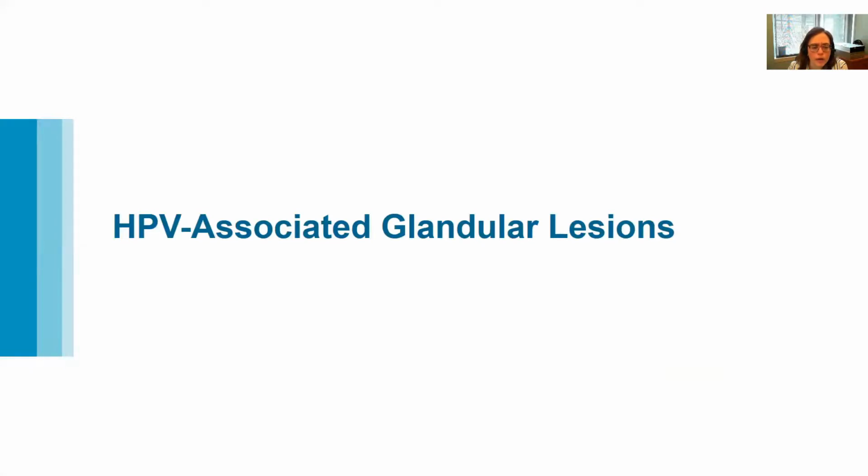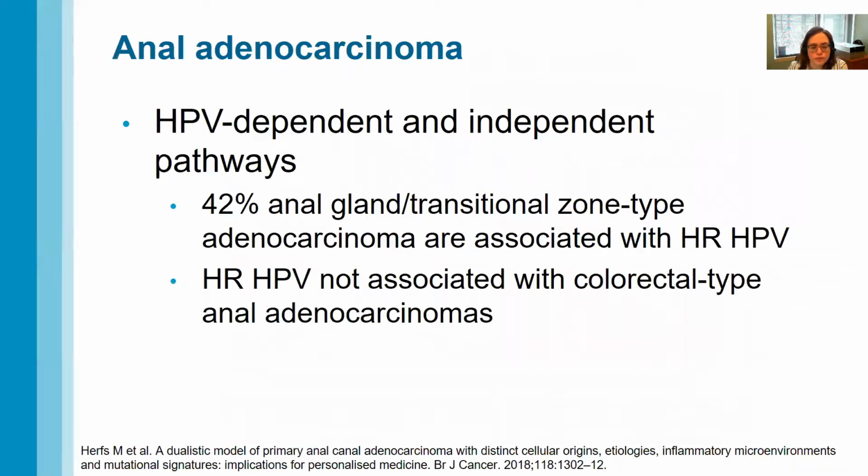Now let's talk a little bit about HPV-associated glandular lesions. Anal adenocarcinoma is rare. Some have published evidence to suggest that anal adenocarcinoma develops through HPV-dependent and independent pathways. The transitional type, anal gland type of anal adenocarcinoma, that means CK7 positive, CK20 negative, almost half of these cases are associated with high-risk HPV, while HPV has not been seen in association with colorectal type anal adenocarcinomas, the ones that are CK7 negative, CK20 positive.